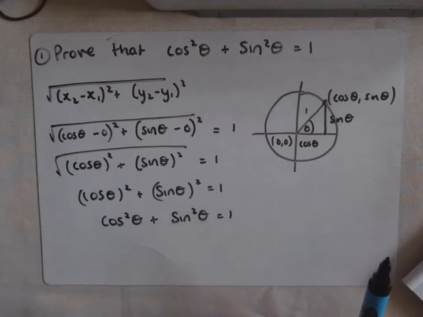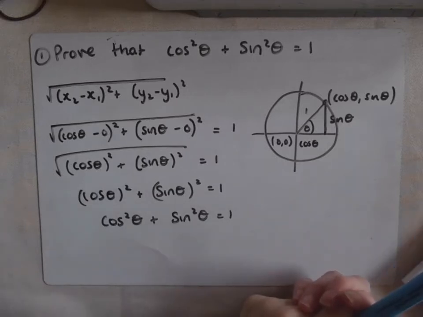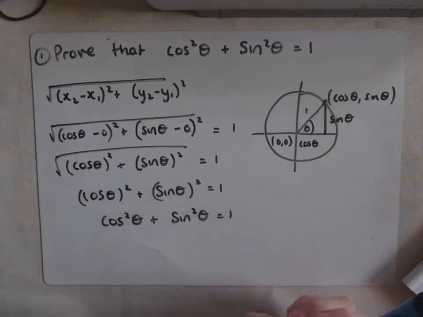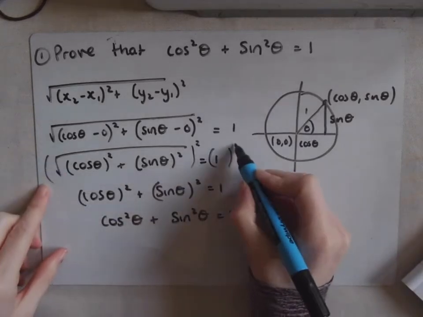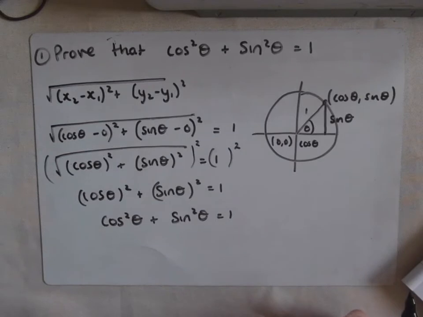Now, how did you get rid of the square root? I squared both sides here. So I squared that. Oh, okay. And I squared that. Okay. Okay, you good?